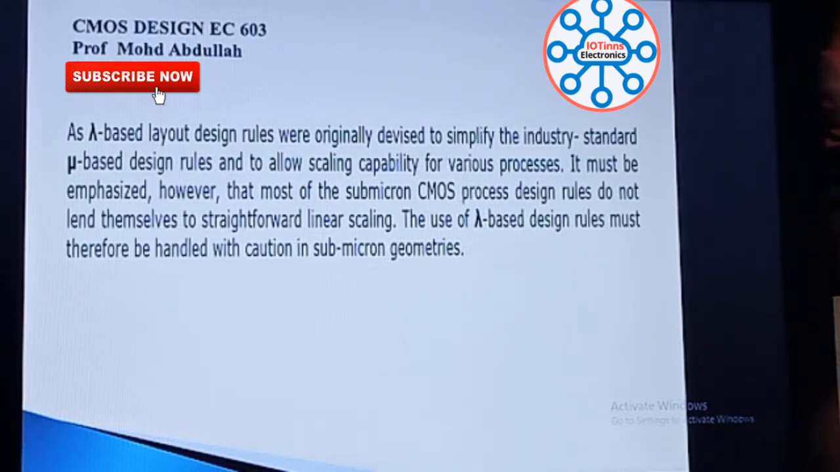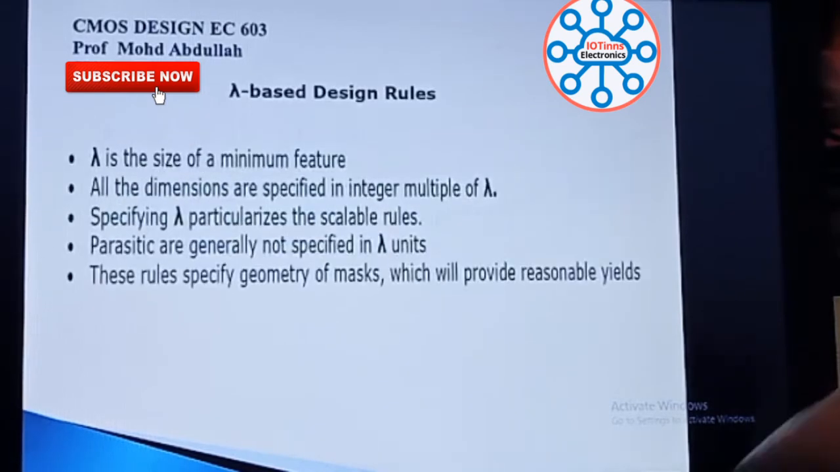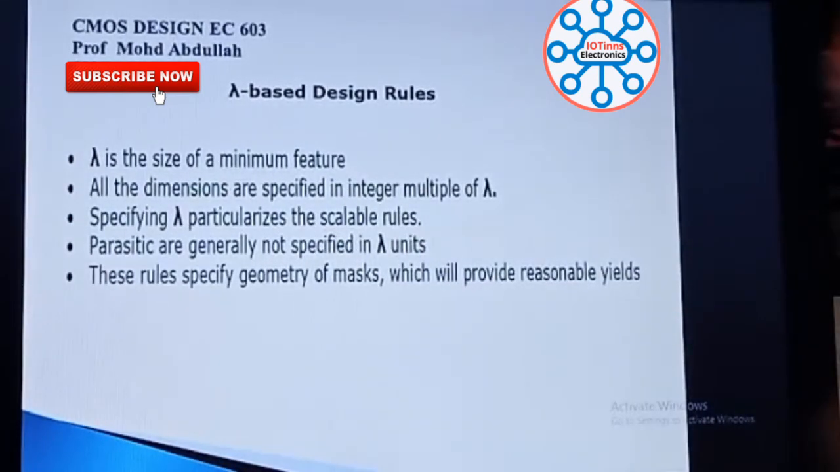It must be emphasized, however, that most of the submicron CMOS process design rules do not lend themselves to straightforward linear scaling. The use of Lambda based design rules must therefore be handled with caution in submicron geometries. Now we will discuss the major factor, the Lambda based design rule, because the industry is following it. What do you mean by the Lambda?